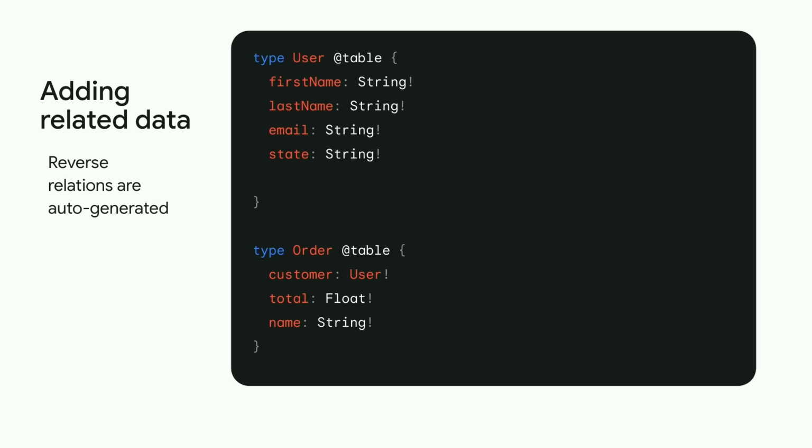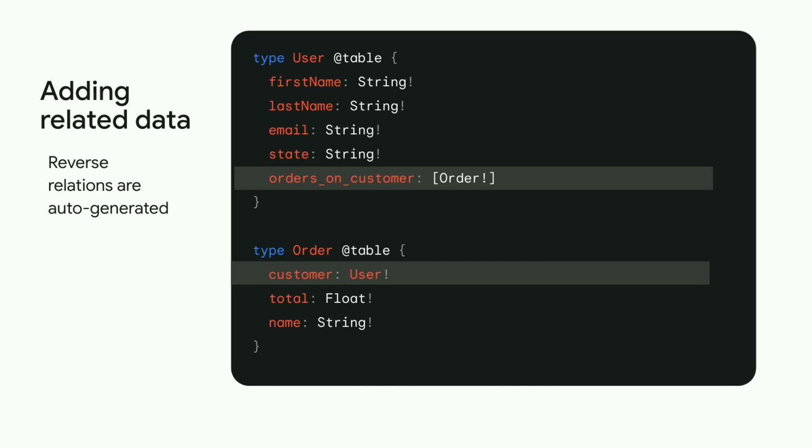Based on this, Data Connect updates the Postgres database so that it has a second table, and there's a foreign key relationship between the two tables so that referential integrity is enforced right away. But it also now knows that every user can have zero or more orders. So we also generate a reverse property on the user called orders on customer that you can use in your queries without having to hand code your joins.